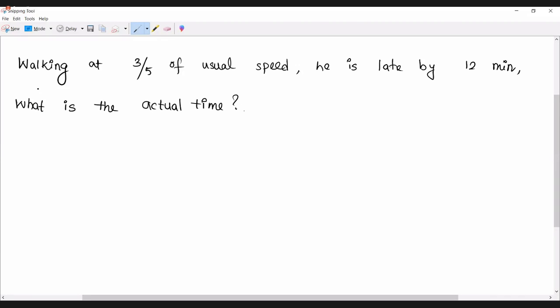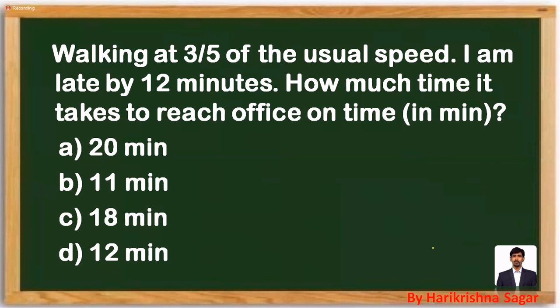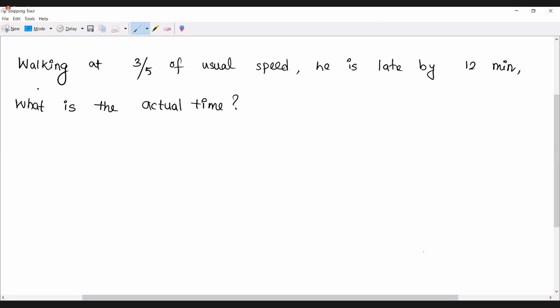This is the question. I'm again showing the question. Please observe the question. Walking at 3 by 5 of usual speed, I am late by 12 minutes. How much time does it take to reach the office on time in terms of minutes? So that's what I have taken here, my dear students.